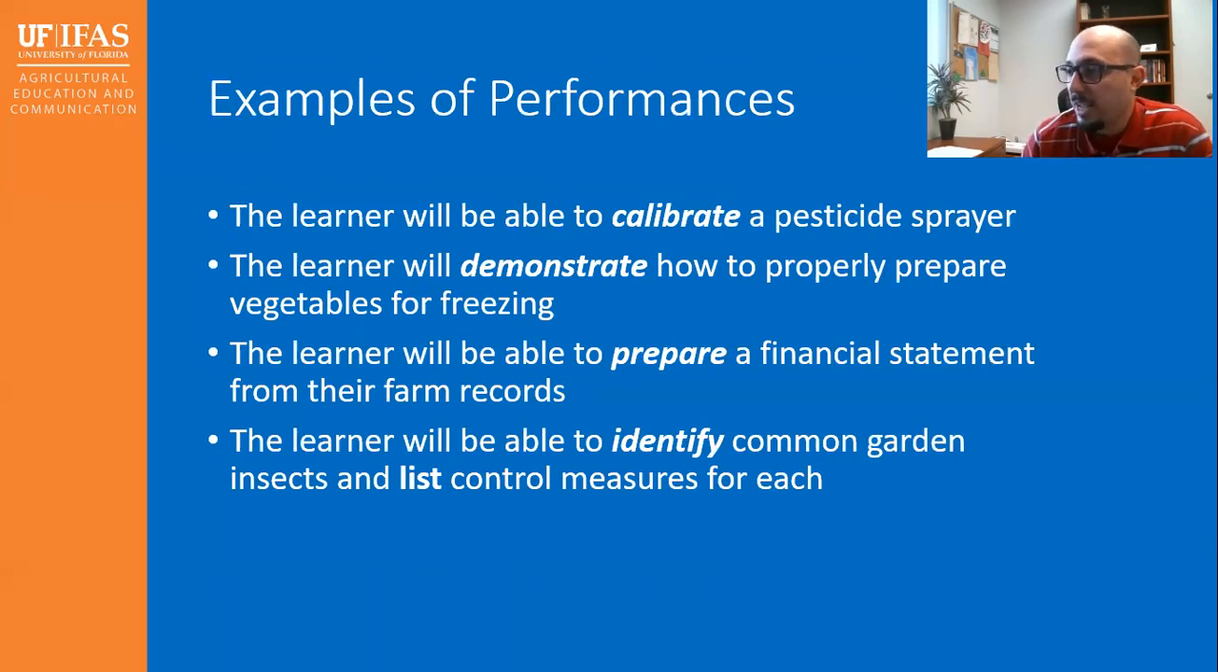So some real quick examples of performance. The learner will be able to calibrate a pesticide sprayer. The learner will demonstrate how to properly prepare vegetables for freezing. The learner will be able to prepare a financial statement from their farm records. And then the learner will be able to identify common garden insects and list control measures for each. So that just gives you an idea of explicitly outlining what the performance is. And this helps not only to plan your program, but also with the design of the evaluation instruments, because you're really explicit on what you're looking for.